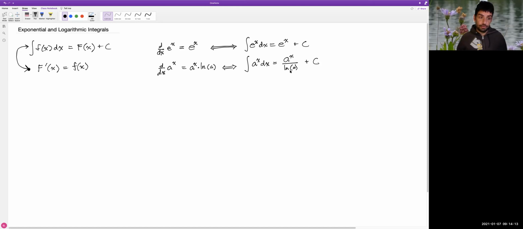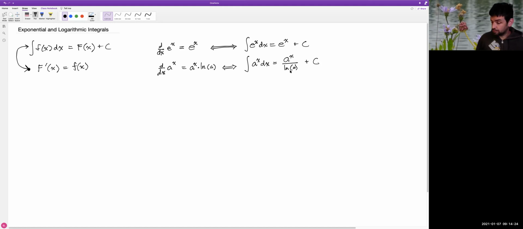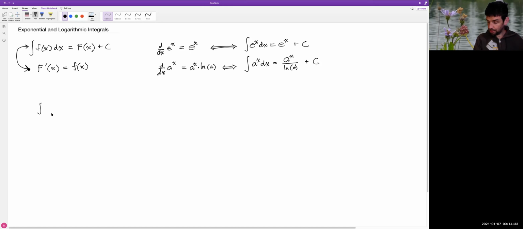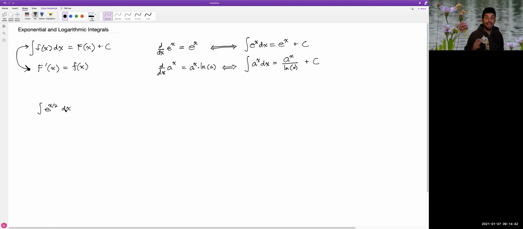So what's great about these rules is that we can also use them in conjunction with the rules we've developed previously. We don't have a huge toolbox yet, but substitution is one of the things we have, and we're going to use that a couple times here in conjunction with this rule. So for instance, let's do a couple of examples. Suppose I have the antiderivative of e to the x over 2.